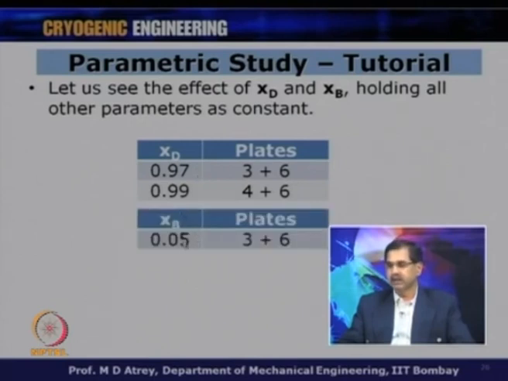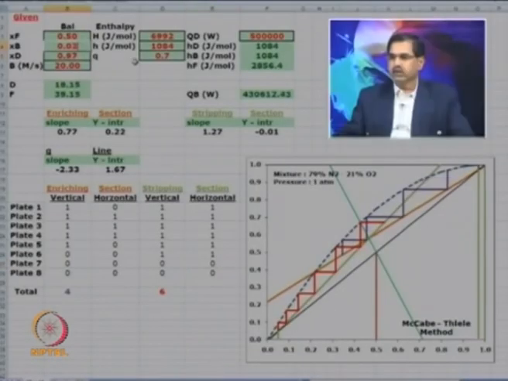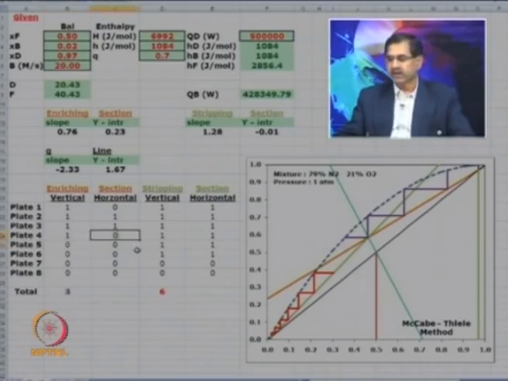Similarly, we can see for the XB case, where earlier 0.05 was the purity requirement, we had a 3 plus 6 requirement, and if I change my purity level now, XB level, to 0.02 for example, or 0.0, so let us change it to 0.02. So, my XB requirement has become very stringent on the bottom side, on the stripping side, and my XB has decreased from 0.05 to 0.02. Correspondingly my staircases will change, and the number of stripping plates required has increased to 8 now. From 6 it has increased to 8.